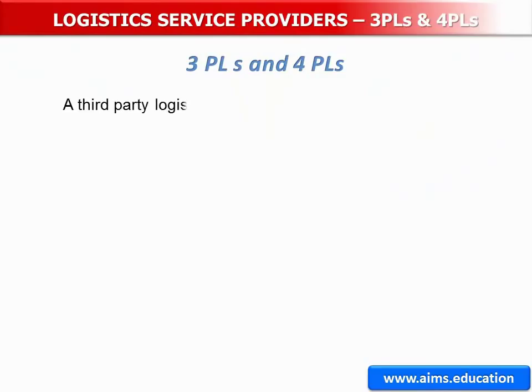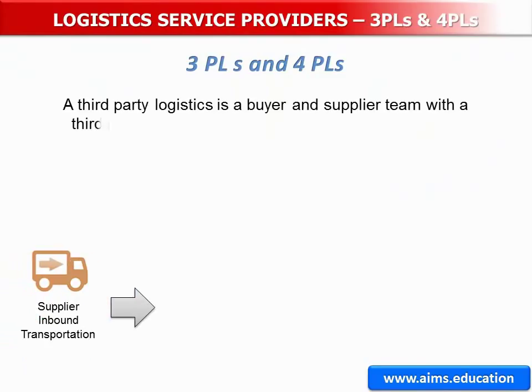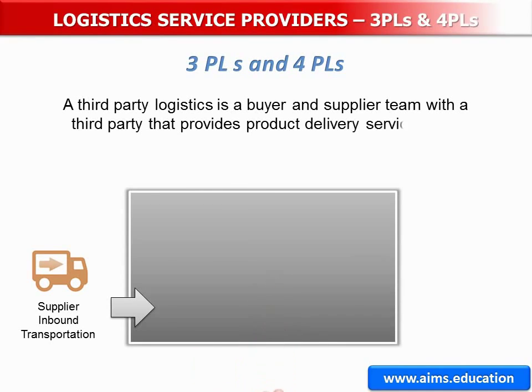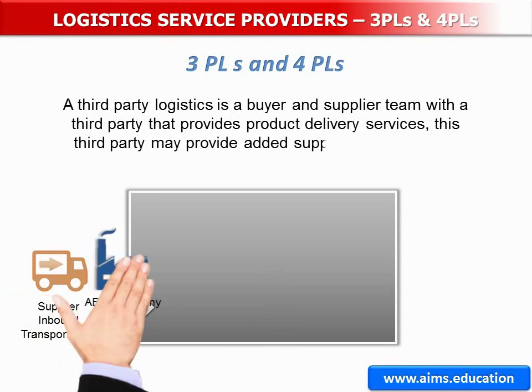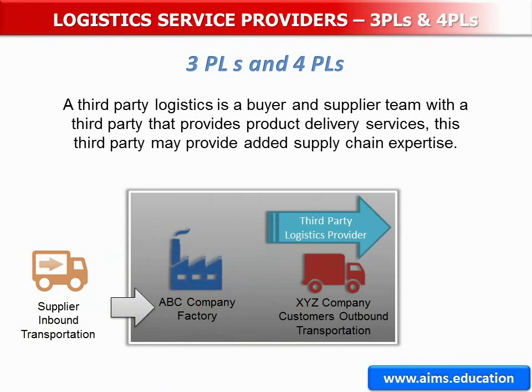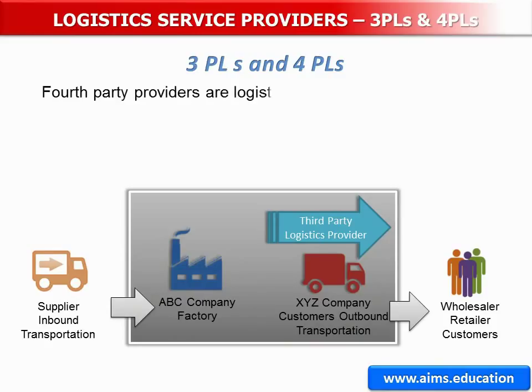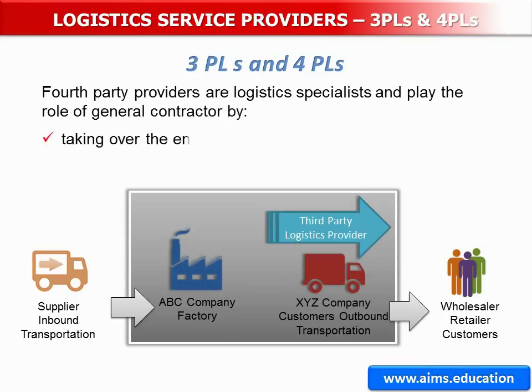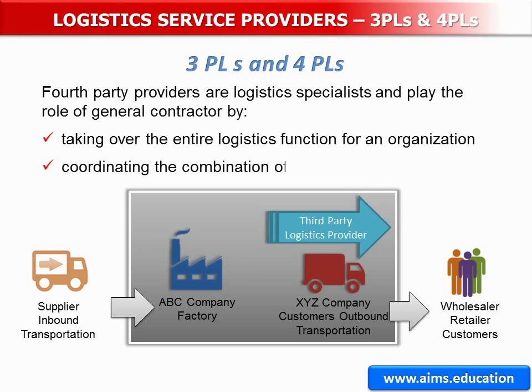A third-party logistics provider is a buyer and supplier team with a third party that provides product delivery services. This third party may provide added supply chain expertise. The exhibit illustrates the process of third-party logistics, with the third-party provider moving goods from the factory to the wholesaler. Fourth-party providers are logistics specialists and play the role of general contractor by taking over the entire logistics function for an organization, coordinating the combination of divisions or subcontractors necessary to perform the specific tasks involved.